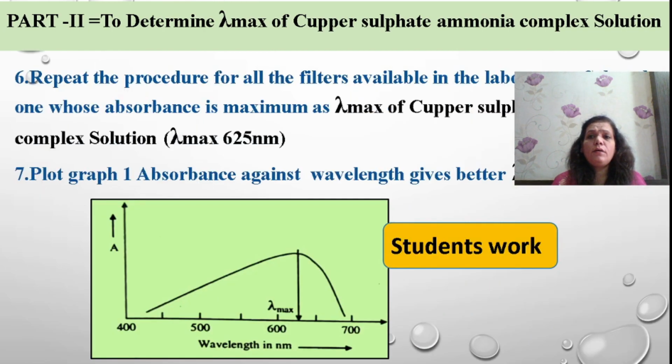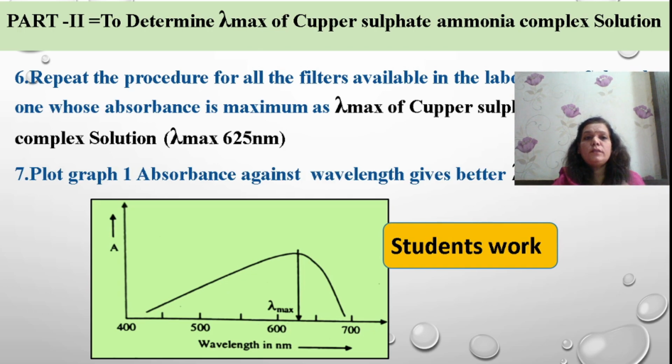I can draw a graph of absorbance versus wavelength, okay, to find out exact or better value of maximum absorbing wavelength for copper sulfate ammonia complex. So you utilize whatever observations I have provided here for part 2, you utilize the same observation and plot this graph as your part of work during journal completion.